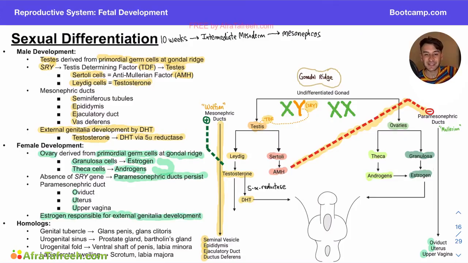Let's take some time now to discuss some homologous structures of our external genitalia. So starting with our genital tubercle, we're going to have the formation of the glans penis and the glans clitoris. So that is going to be roughly this area around here, which I'm going to be highlighting in red. Moving on to the urogenital sinus, this is going to go on to create the prostate gland as well as Bartholin's glands. So that's going to be roughly this area around here.